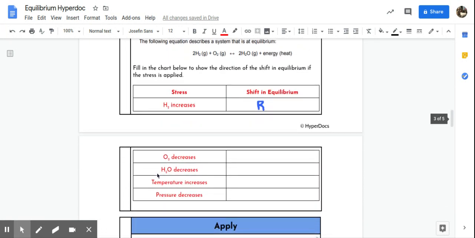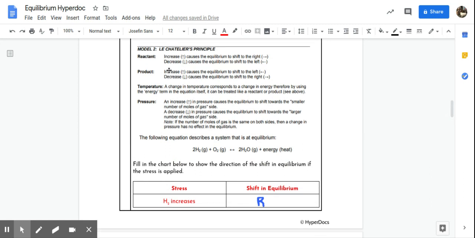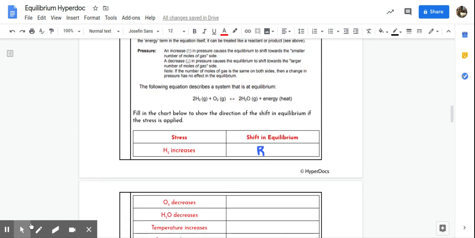The next one, O2 decreases. O2 is also a reactant. If we decrease a reactant, the decrease causes the equilibrium to shift to the left. So we can go ahead and write a left here. A lot of times you'll see arrows for this, but it's just easier to write right or left, or R or L, on the computer, so that's what I'm doing for you. Again, that makes sense, because if we decrease this, we would have less on this side, so we would need to go here to make it balanced.